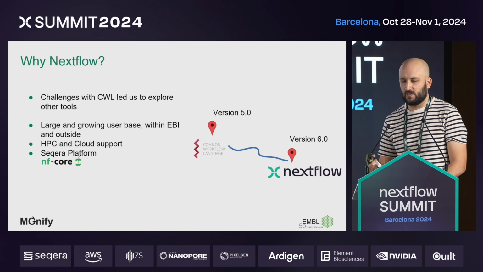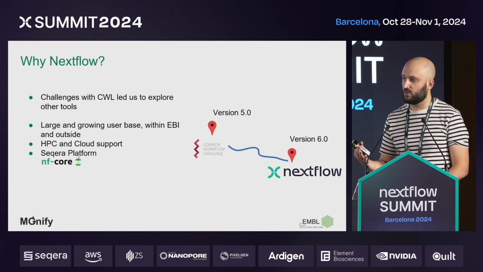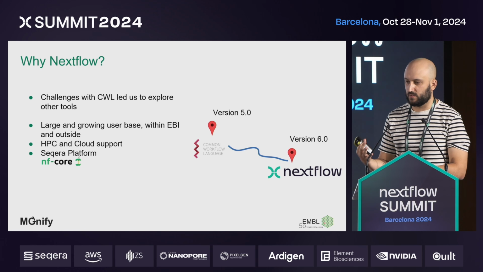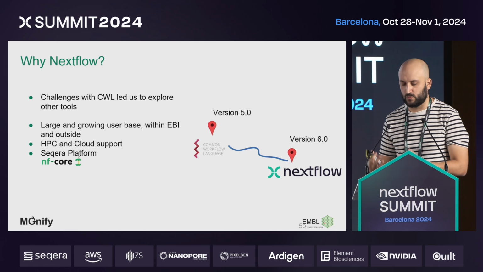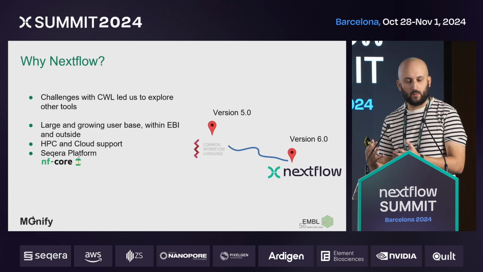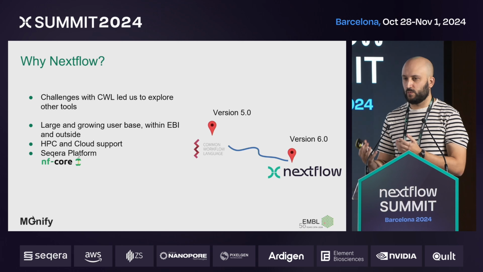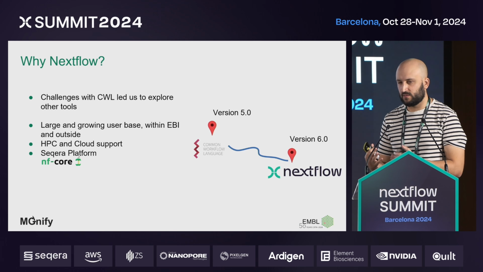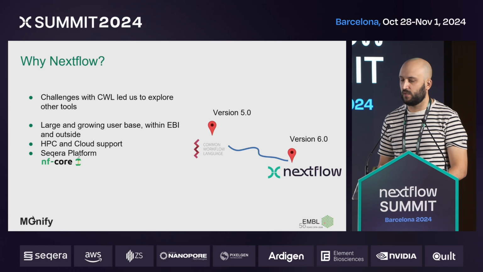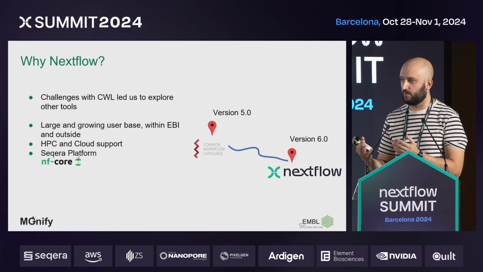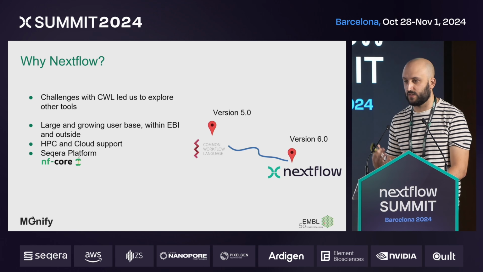We were having issues scaling CWL, not just in running many jobs, but also in complexity. Our pipelines were becoming quite complex, and because we deal with public data, we have a lot of edge cases that we need to handle. CWL doesn't handle edge cases very well, and Nextflow, being a language, was much more suitable for that.